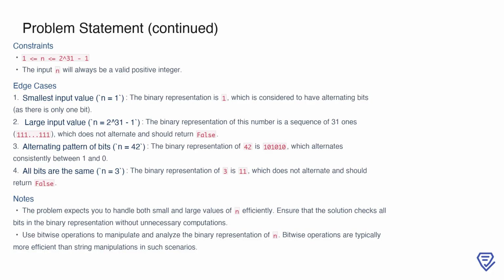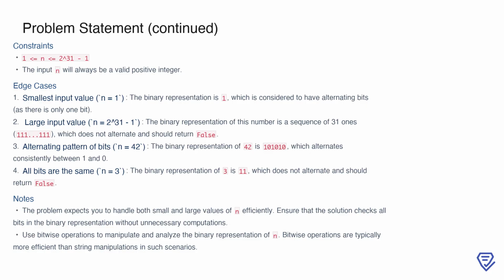First, the input integer n is guaranteed to be a valid positive number within the range of 1 to 2 to the power of 31 minus 1. One edge case is the smallest possible input, n equals 1, where the binary representation is simply 1. Since there's only one bit, it's considered to have alternating bits, and the output should be true. On the other hand, the largest possible input, n equals 2 to the power of 31 minus 1, has a binary representation of 31 consecutive ones, which clearly does not alternate, so the output would be false.